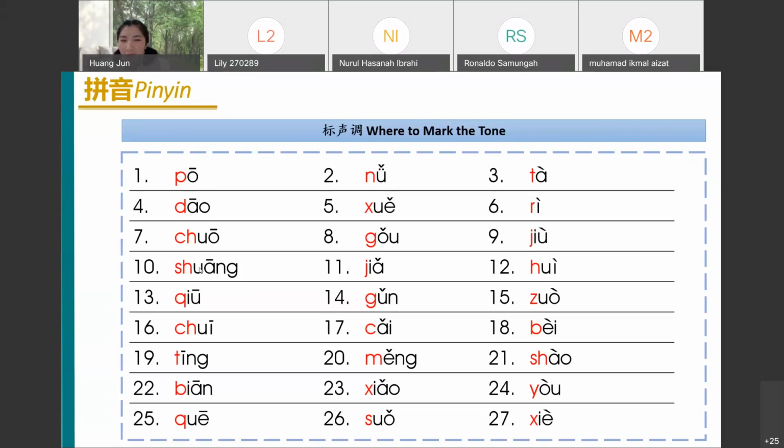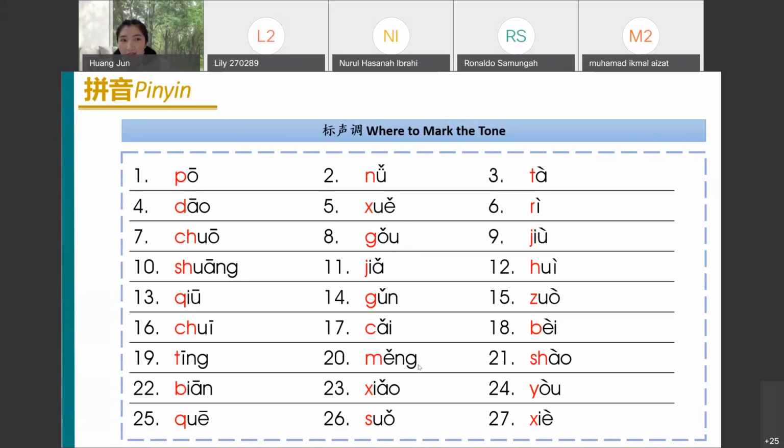Okay, so I will start to ask you another question. Look at question number 8. Question number 8, go. What is the final here? Type your answer over there. Okay, very good. See, you're already clear. Then we continue on. Like question number 20, 猛. What is the final over here?